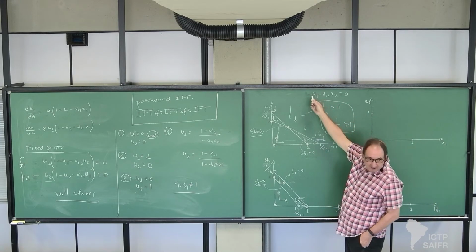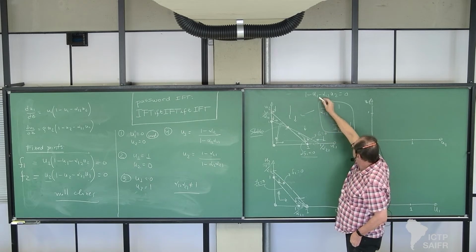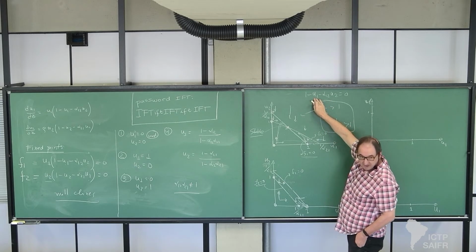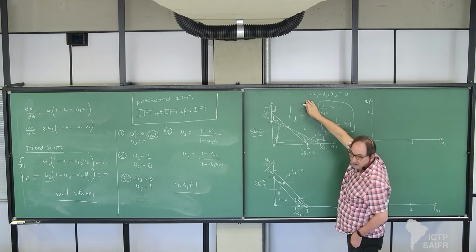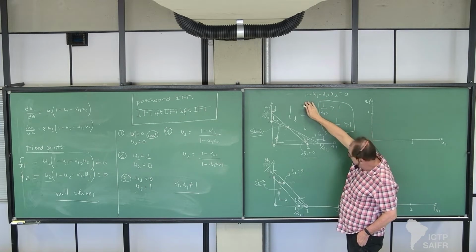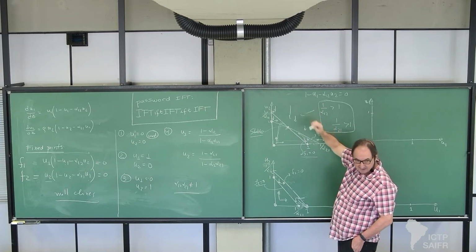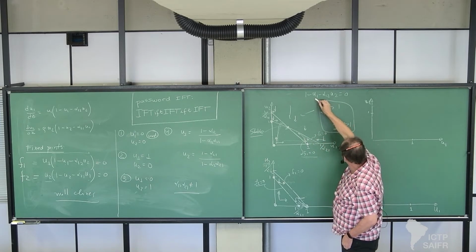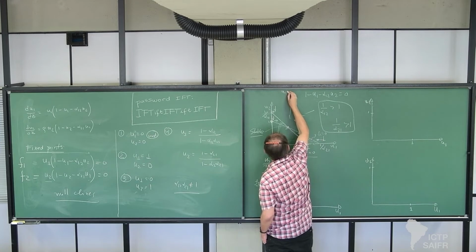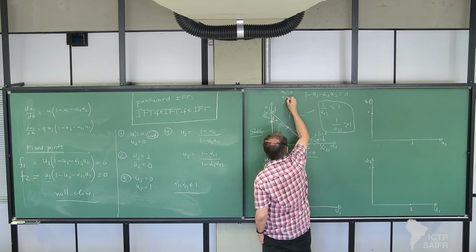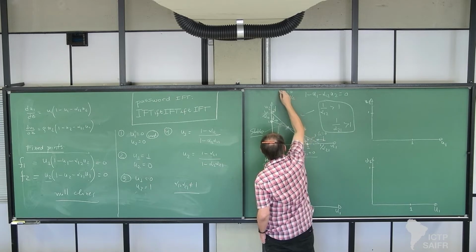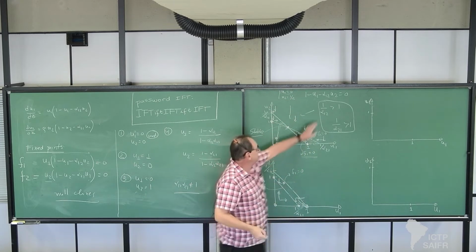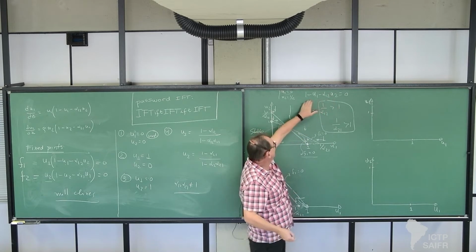You take the zeros, the crossings with the axis. So I take u1 equal to 0. Then you have u2 equal to 1 over alpha 1,2. That's one point of the line: u1 equal to 0, u2 equal to 1 over alpha 1,2. For the second point, I take u2 equal to 0, and u1 has to be equal to 1.